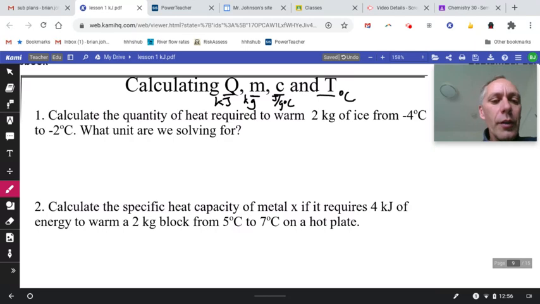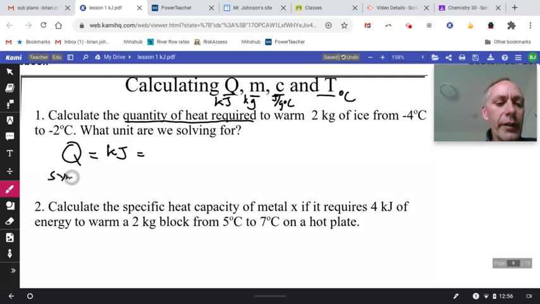Okay, so what are we looking for? Calculate the quantity of heat required. So we start off with the symbol we're looking for, which is the quantity of heat. And the units we put next, kilojoules. So we want to solve for quantity of heat, Q, and the unit we're looking for is kilojoules. So I always write the symbol, and then I write the unit that I'm solving for. So that's the trick to these. Solve for kilojoules.